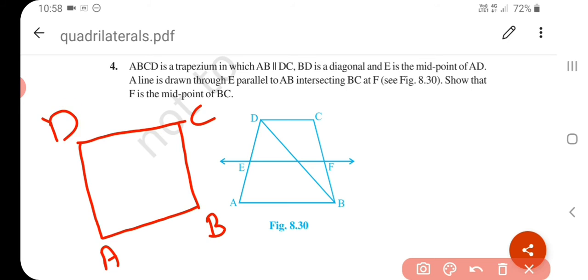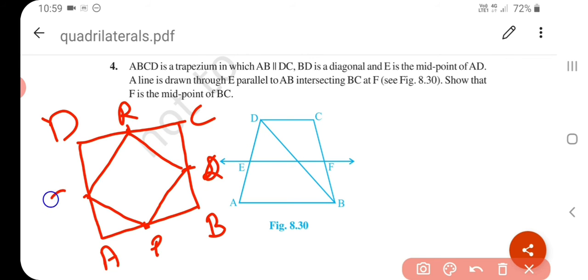ABCD is a quadrilateral. Now P, Q, R, S are the midpoints of its sides. Let's join them. This is your P, Q, R and S, so that the quadrilateral PQRS is a rectangle. So we have to prove PQRS is a rectangle.